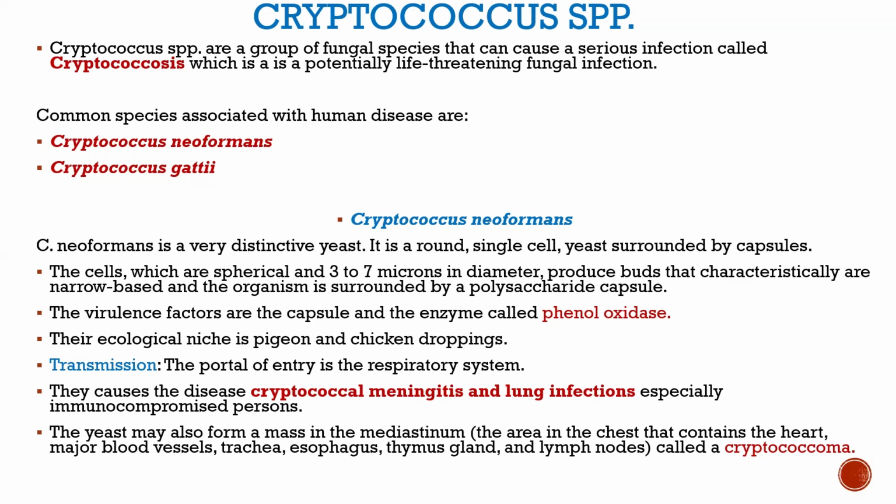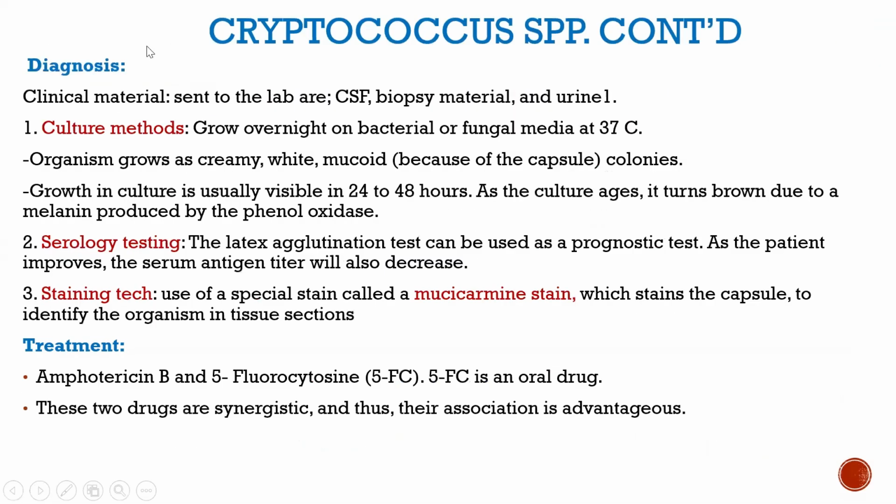Okay, so when they form this mass or these growths, when they're able to invade the human host and come to the chest area and start forming lumps or a mass, it's called cryptococcosis. Okay, so the diagnosis for these Cryptococcus neoformans.